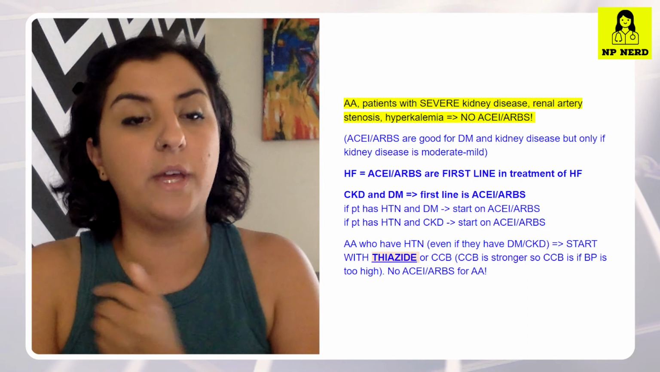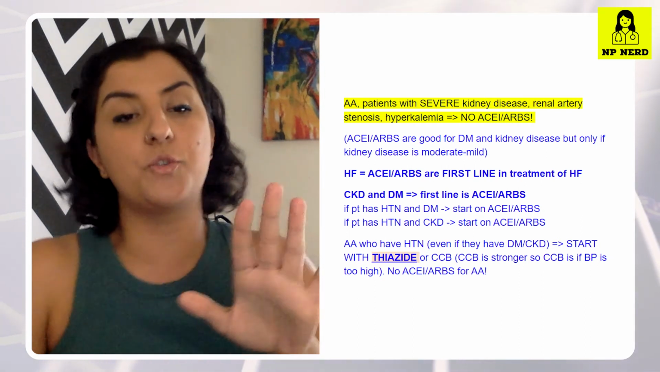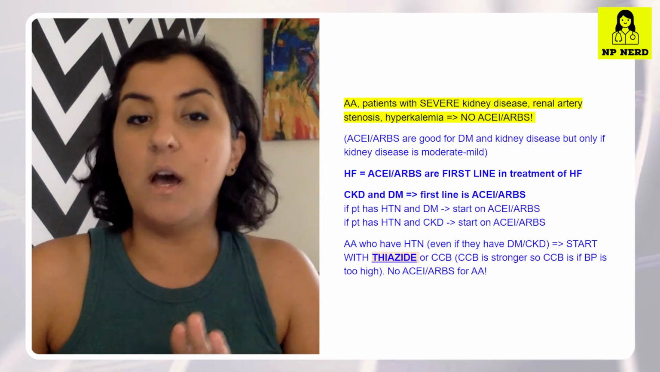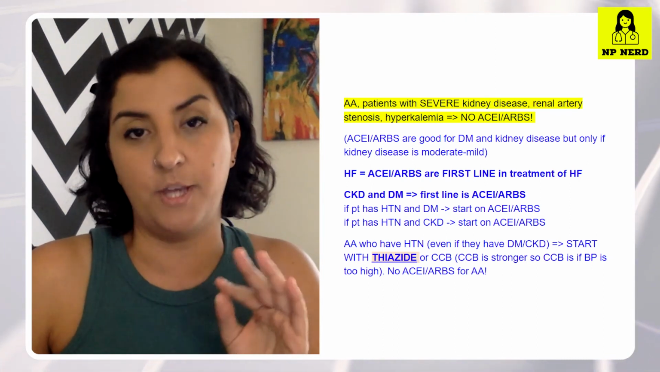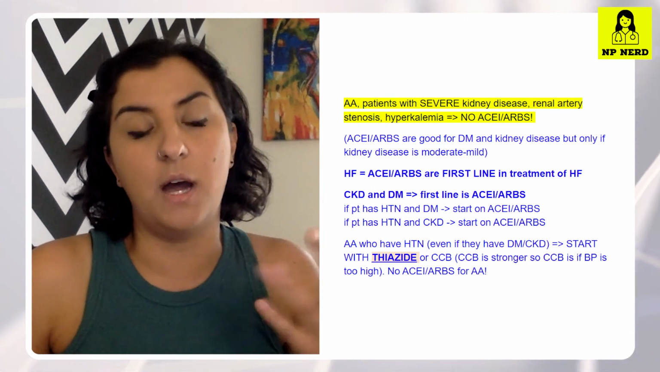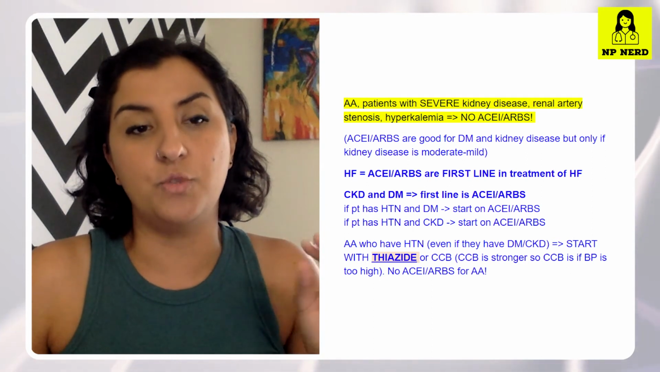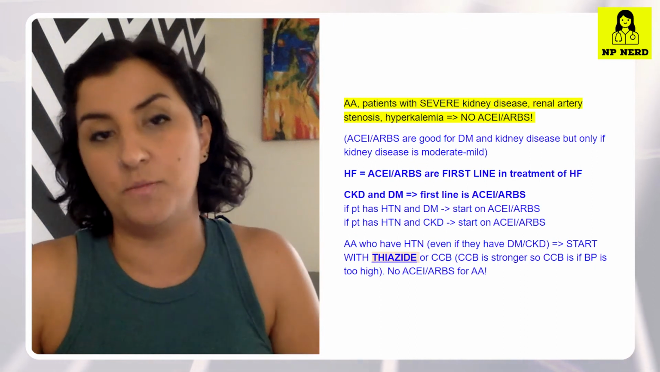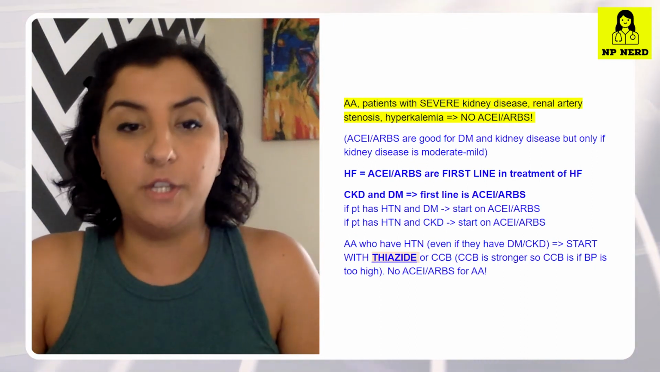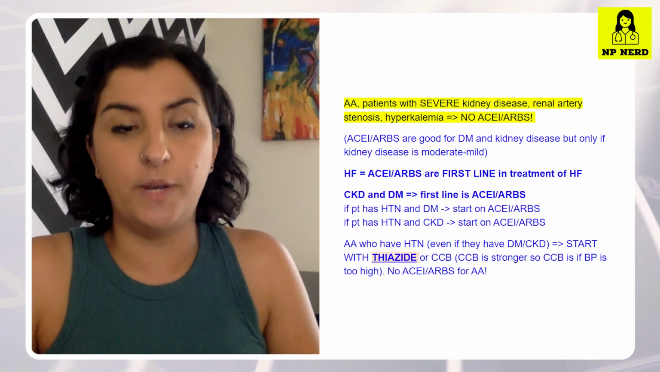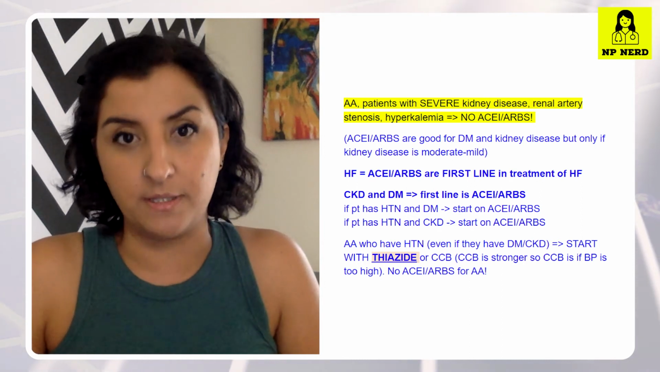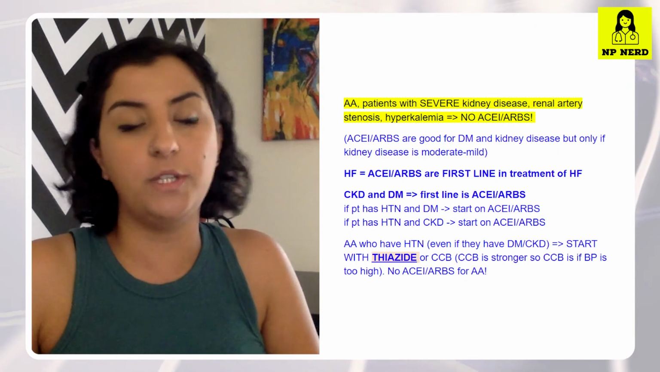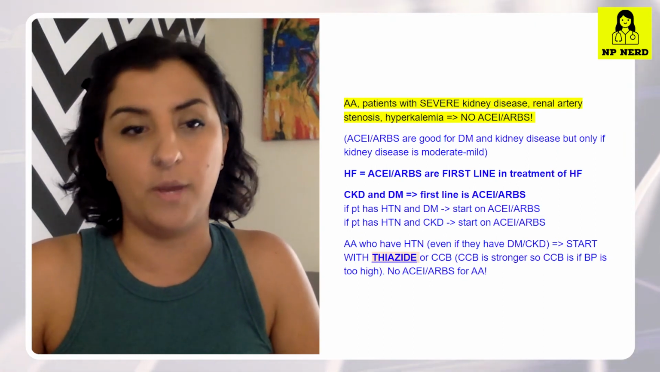There's a little note there that ACE inhibitors and ARBs, you can prescribe them for diabetic patients or kidney disease patients, but not for severe kidney disease patients, okay? There's a little note there to remember that if it's a severe kidney disease, you don't start with ACE inhibitors and ARBs. For heart failure patients, your ACE and ARBs are the first line of treatment, okay? So you need to remember, what's the first line of treatment for heart failure? You need to think ACE inhibitors and ARBs, okay?